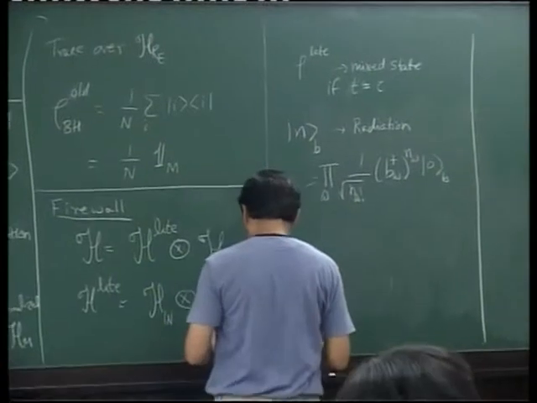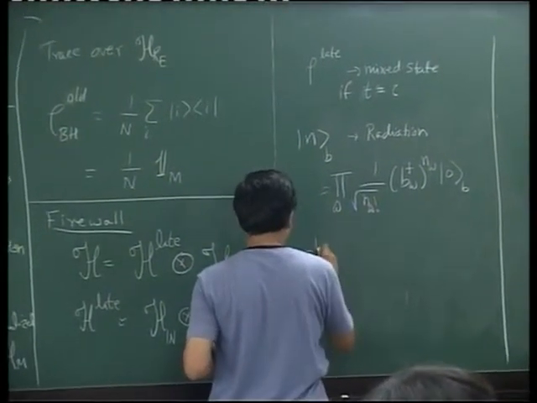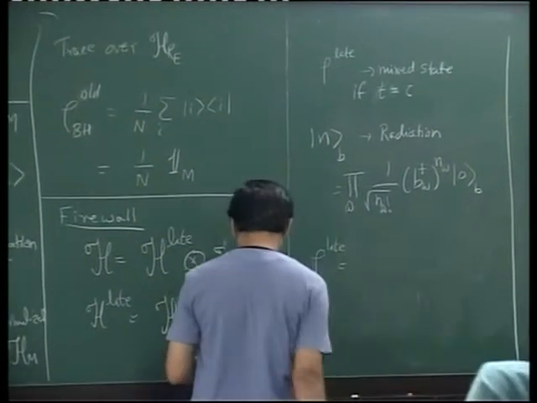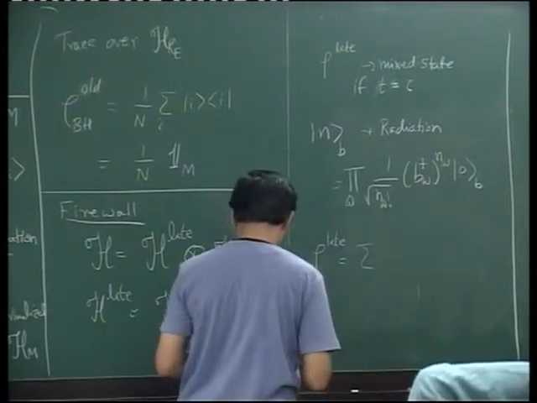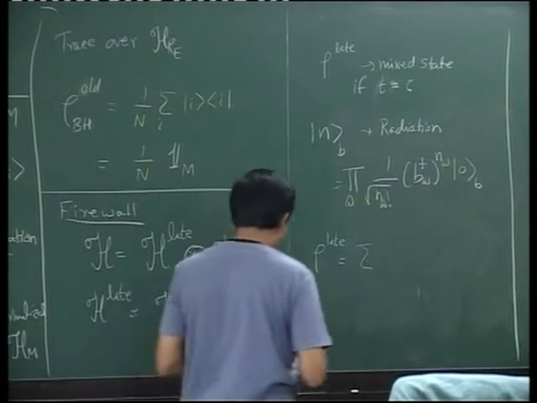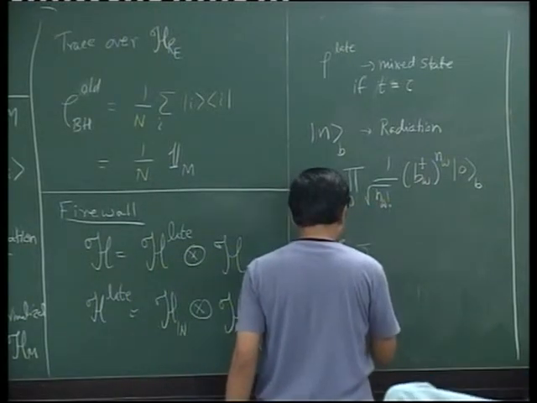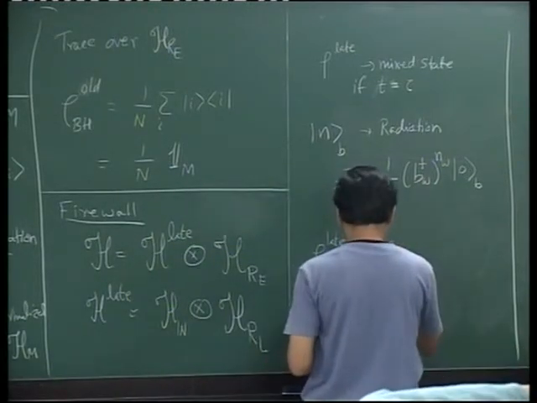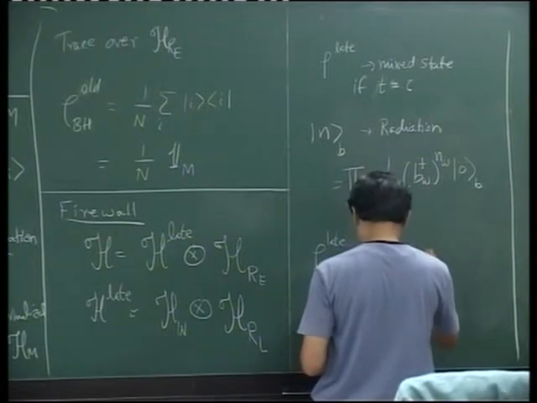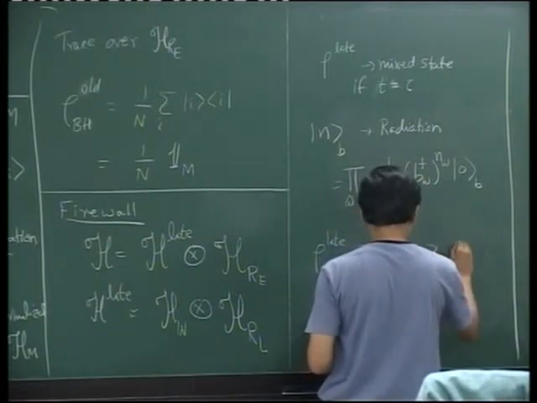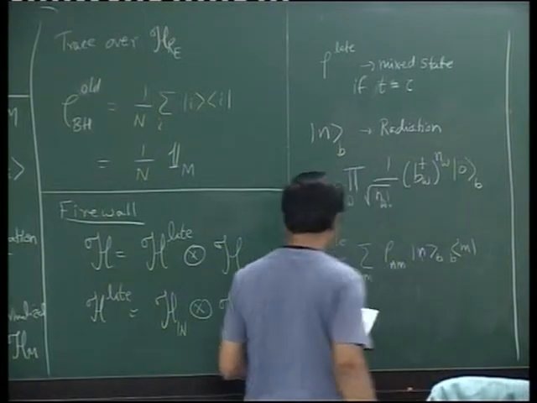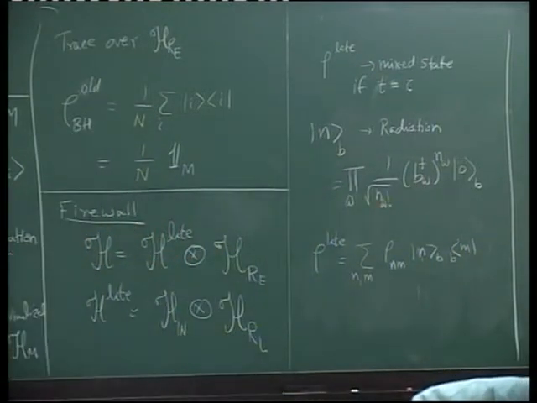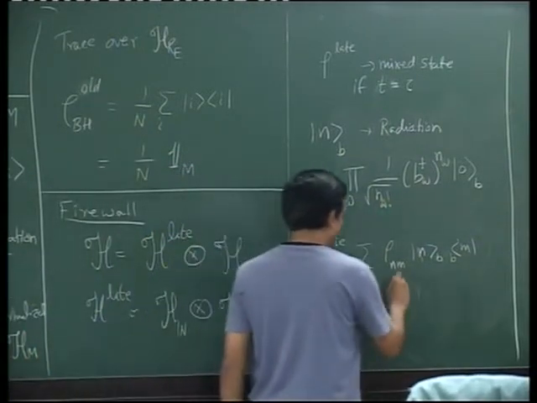Fine. So now we can define rho late to be something where we sum over n and m, rho nm, where rho nm is basically the reduced density matrix.